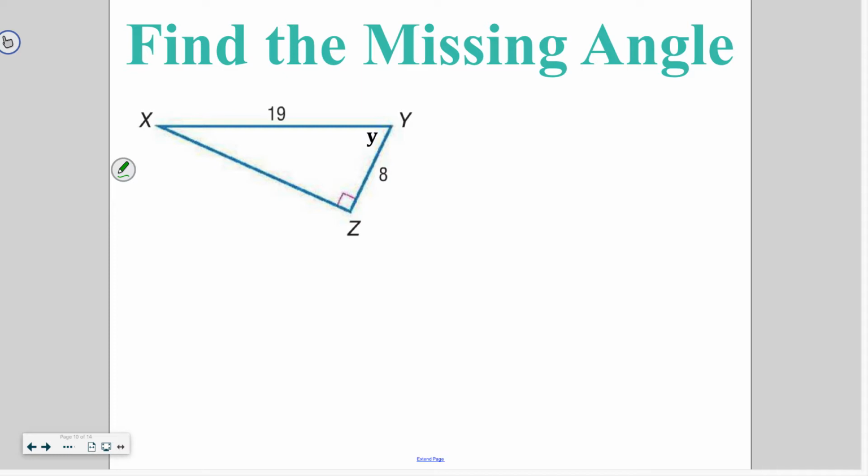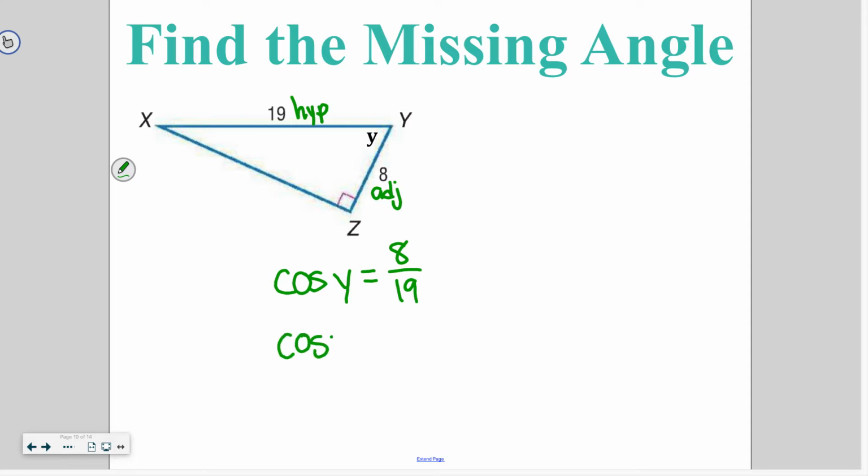When we are looking for missing angles, again, we are going to use our idea of trig ratios. So we're looking at angle y here. In relation to angle y, I have the adjacent side and I have the hypotenuse side. Adjacent and hypotenuse is cosine. So I'm going to say the cosine of y, because I don't know how big that angle is, is equal to adjacent over hypotenuse, or 8 over 19.